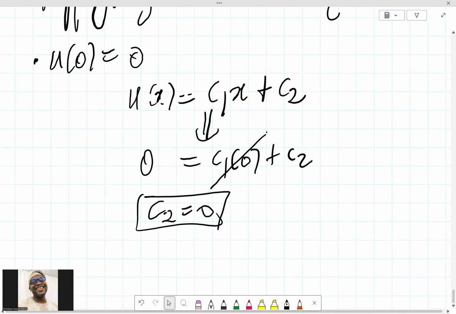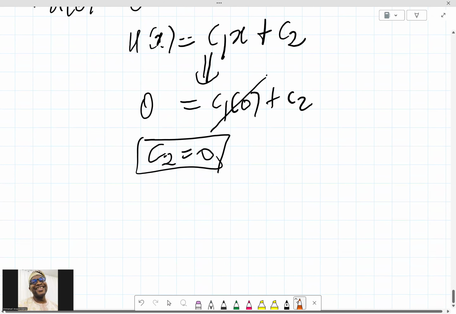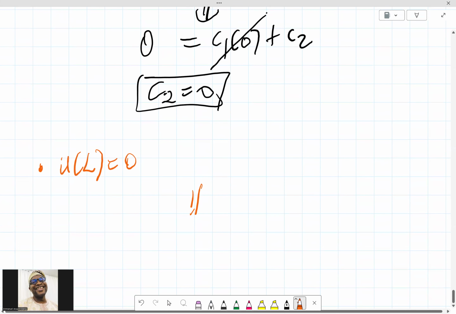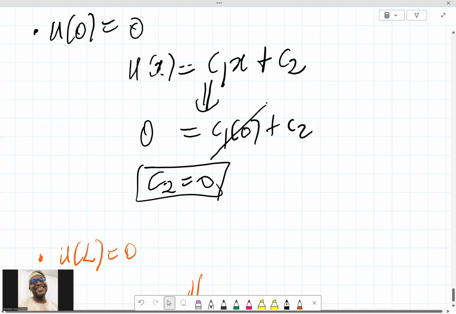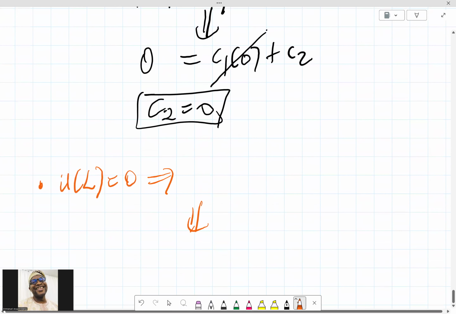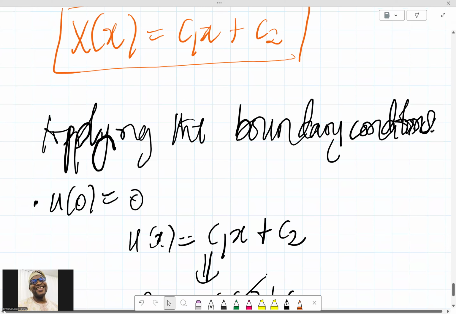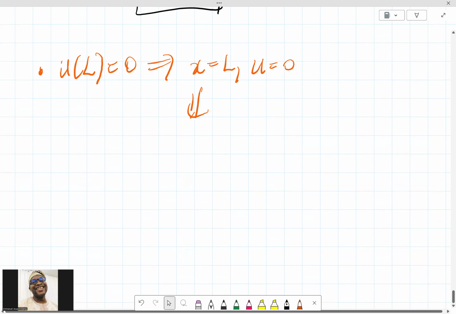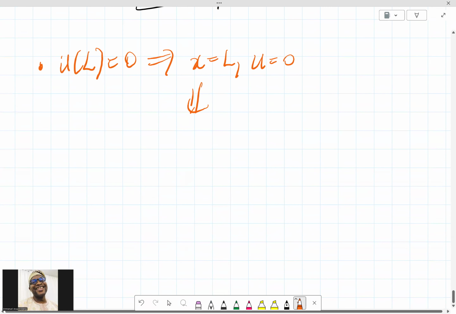That's what this implies. Then we have the next condition that u of L is equal to 0. This simply means that when small x is equal to L, u is 0. Just like here, where this meant that when x is equal to 0, u itself is 0. So in this case, we just have for that X of x.